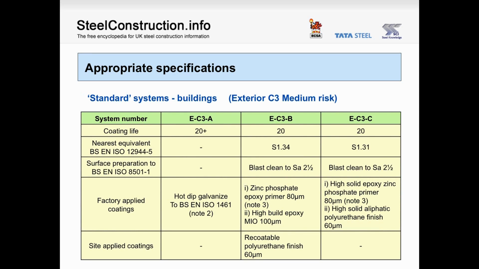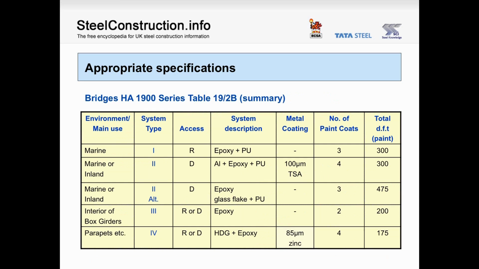To assist specifiers, there are model or standard systems that can be considered for a particular project. This table is for building steelwork in an exterior C3 category medium risk type environment. Others are available for different access situations and environmental categories. There are a total of 8 standard systems for buildings. Similarly, prescriptive specifications for bridges are documented with the Highways Agency and Network Rail. This example is a summary table of the Highways Agency Series 1900 for bridges and similar structures.